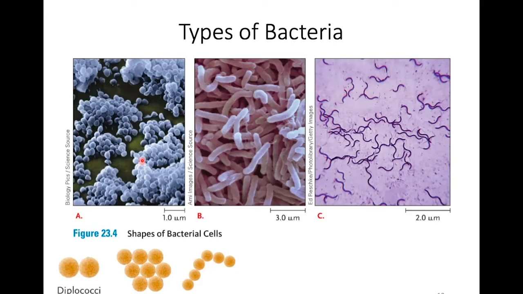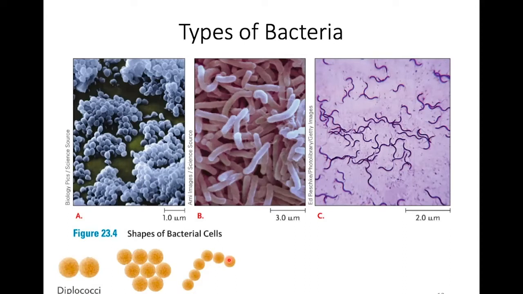Now, in a population, the cocci bacteria arrange themselves in different patterns. We have pairings of cocci, which are known as diplococci. We have clusters of cocci, known as staphylococci. And then those that arrange in almost linear chain links of cocci bacteria are known as streptococci.